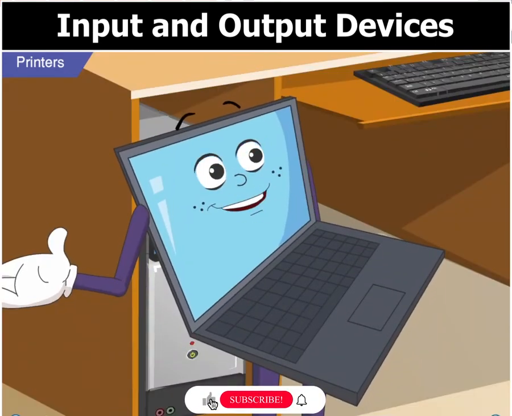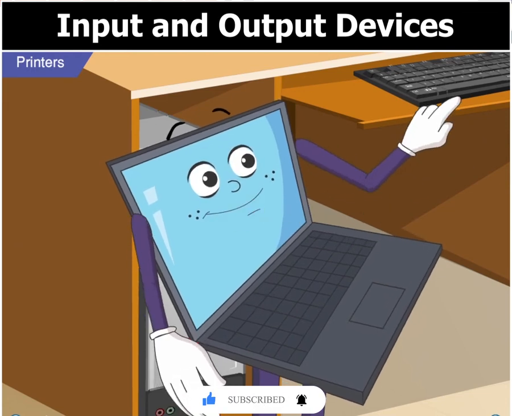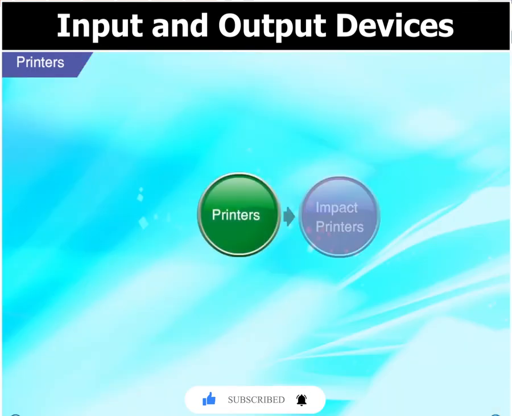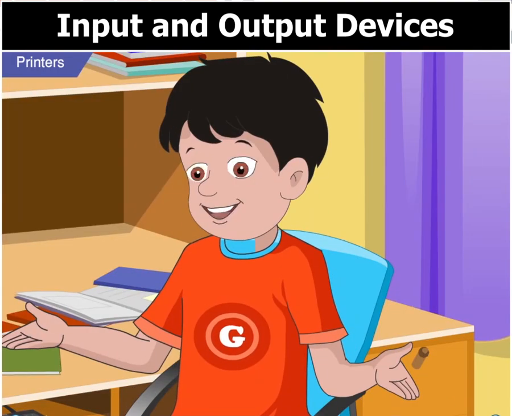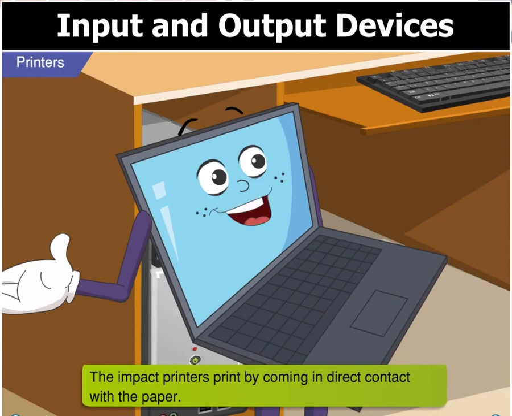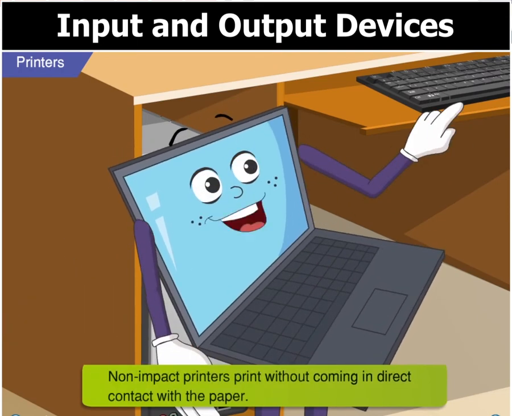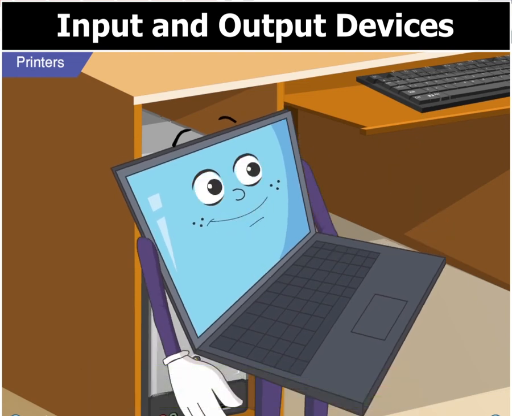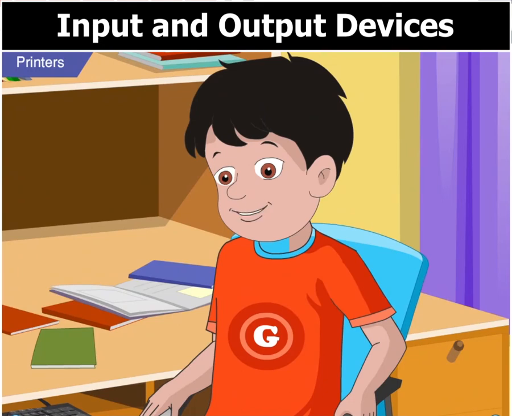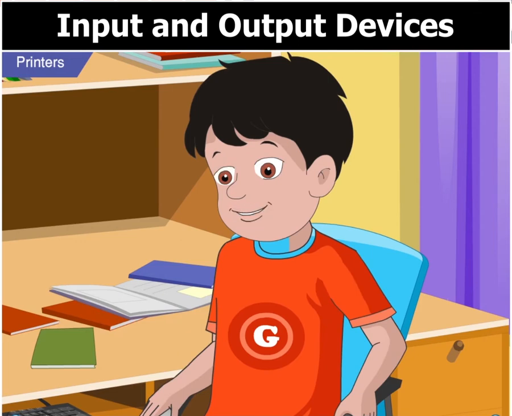Correct, Goggle. Now there are two different ways to print. For that reason, there are two different types of printers, impact printers and non-impact printers. And what is the difference between the two? Impact printers print by coming in direct contact with the paper, while non-impact printers print without coming in direct contact with the paper. Does that mean that non-impact printers can print on paper from afar? I mean, you don't actually have to put the paper inside the printer.